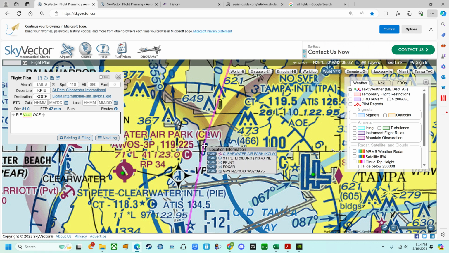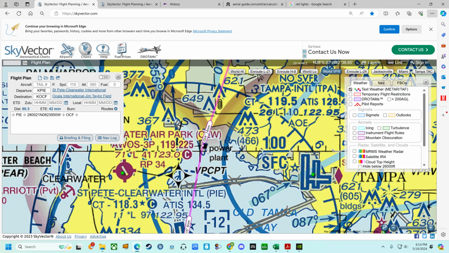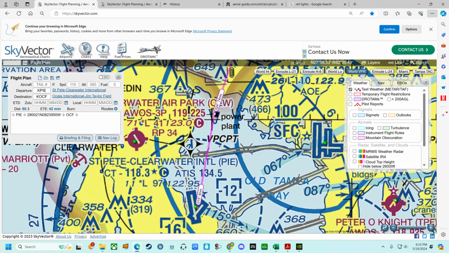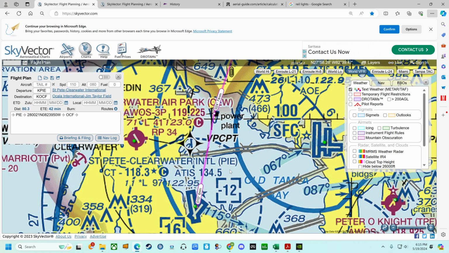And if you want to plan that as a waypoint, just left click on it, hit plan, and it'll set that as a waypoint, and it'll give you the magnetic heading and distance. So that one's about 6 nautical miles away. So when I take off from St. Pete Clearwater, I want to make sure I'm on track. So I know I should overfly that power plant.